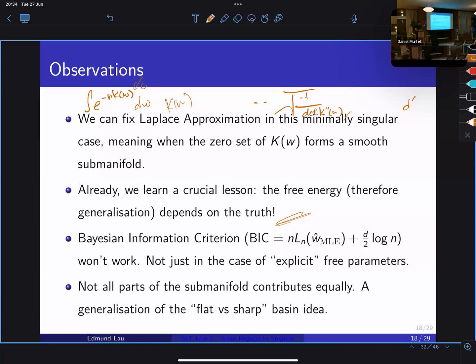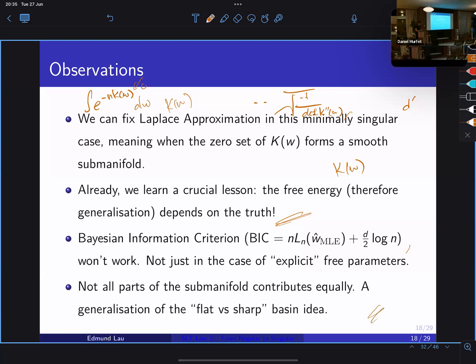Here, using the same model, same parameter count, if you are learning a different truth, your k function changes, its zero set changes, its codimension changes. You might go from a codimension 1 thing to a codimension 2 thing. So already geometry should play a role in models like this. The Bayesian information criterion won't work until you account for the free dimensions, the tangential directions in your critical submanifold.